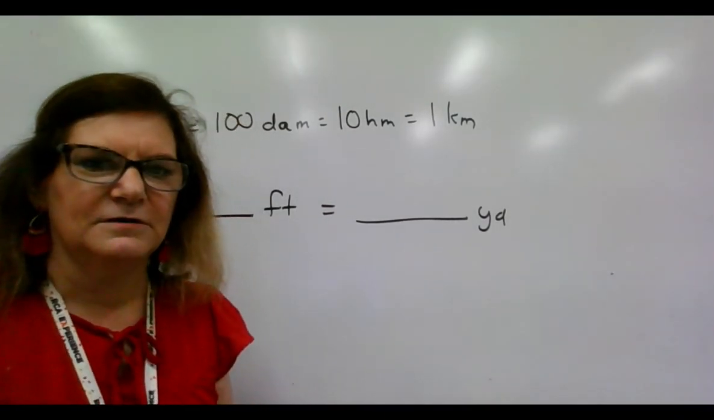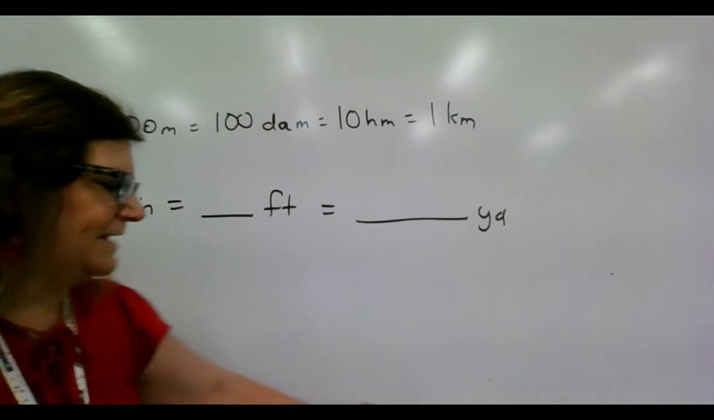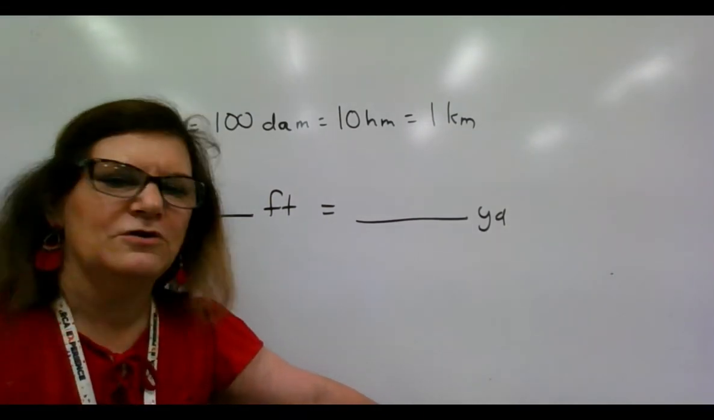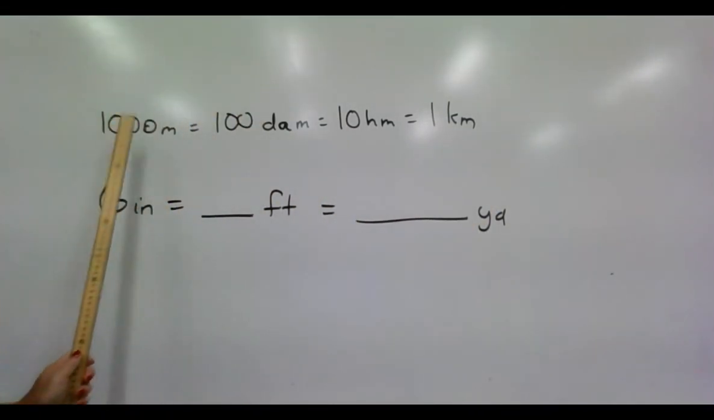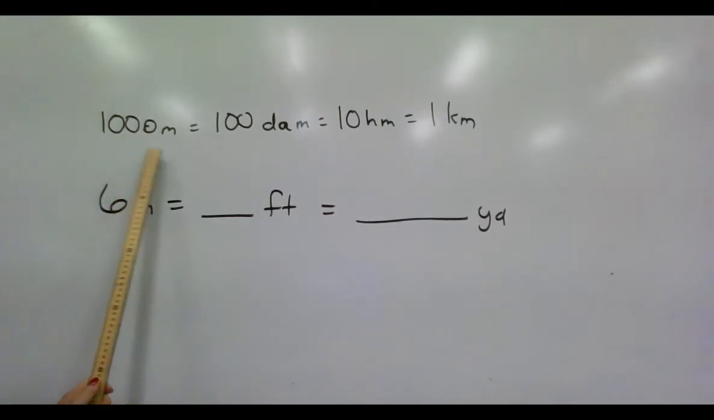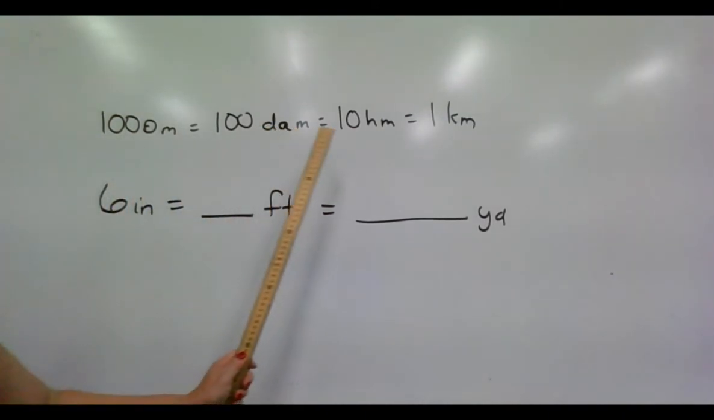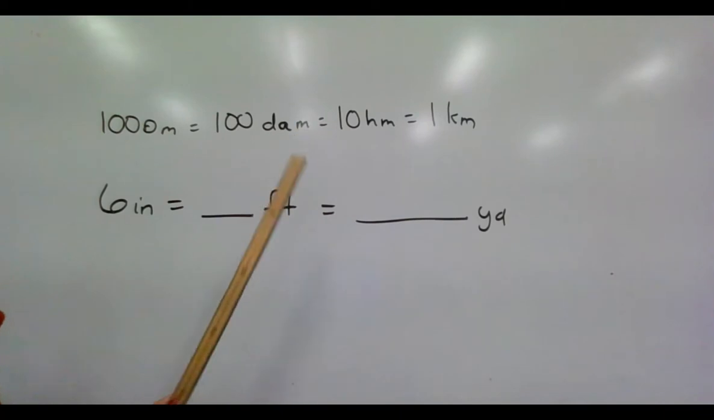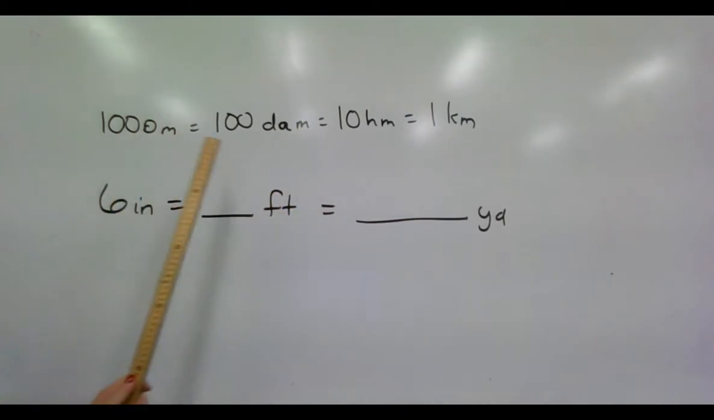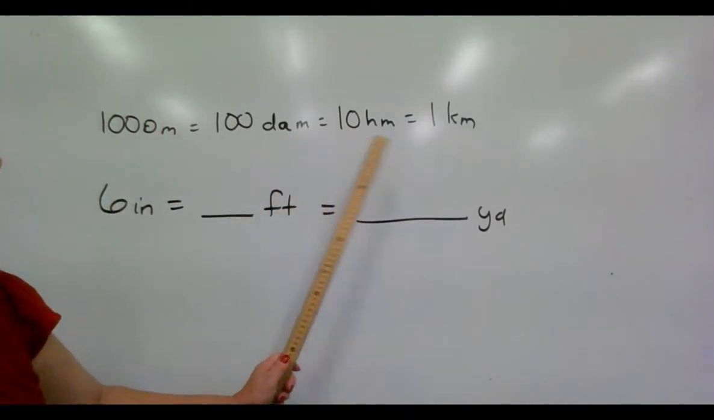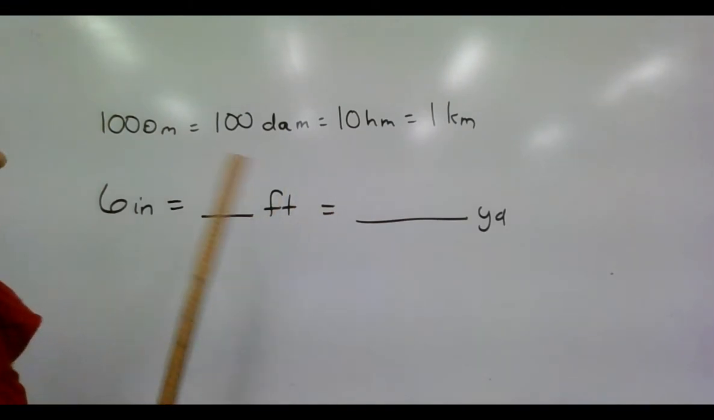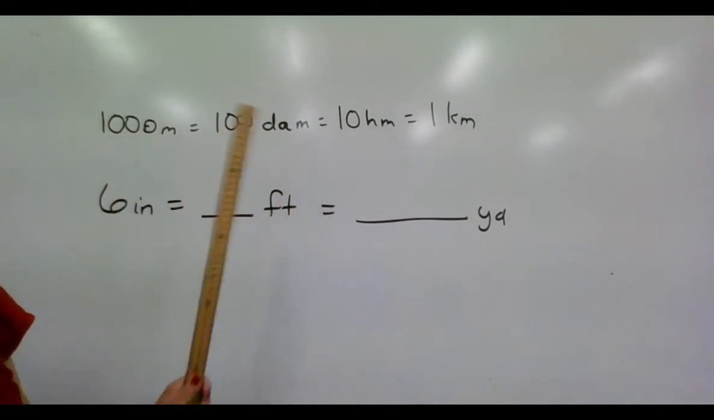So the metric system is based on 10, and so you get something that's much easier. Sorry, I said that wrong. 1,000 meters is 100 decameters is 10 hectometers is 1 kilometer. Notice that it's all divisible by 10.